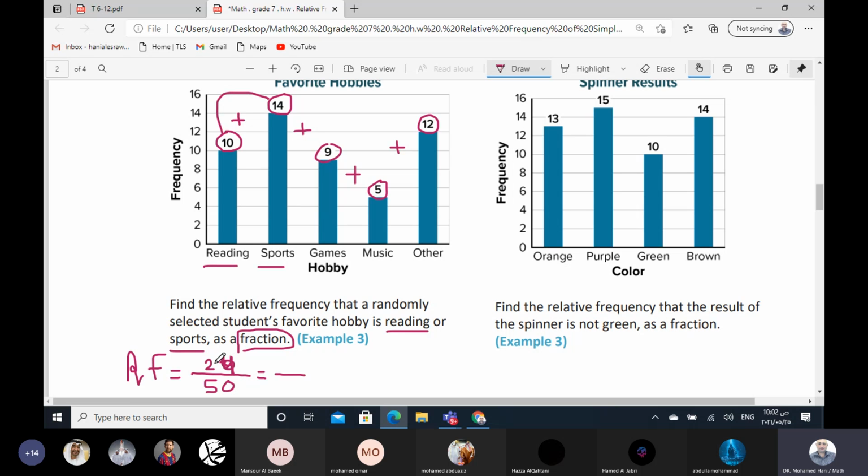You can divide up by 2 and down by 2. 24 divided by 2 will be 12, and 50 divided by 2 will be 25. So the answer will be 12 over 25. This is as a fraction. Who has any question here? No one, sir.